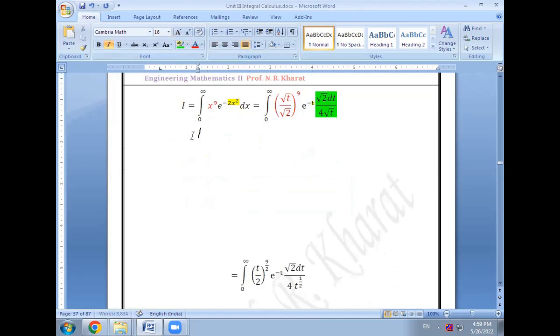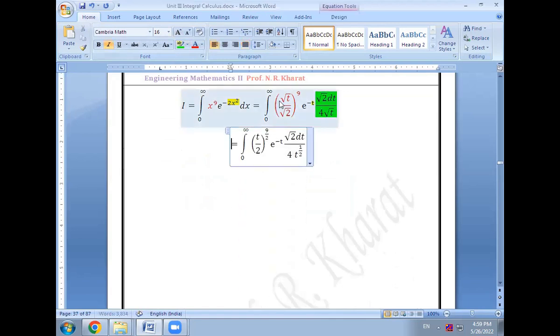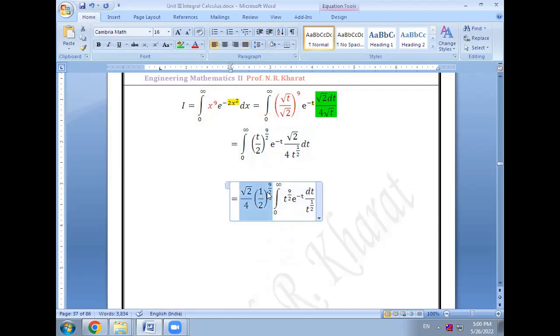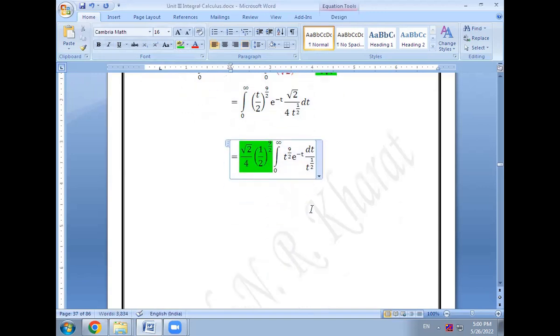Then we have to make the separation of your indices. So root t and root 2 is nothing but index 1/2. So it becomes t raised to 9/2, 2 raised to 9/2 separately. And making the conversion, we will take this dt outside for simplification. Then we have to add the index of t. Root 2 is constant, 4 is constant outside your integration. 1/2 raised to 9/2, 9/2 is also constant outside the integration.